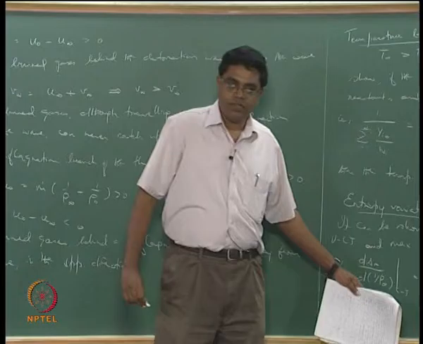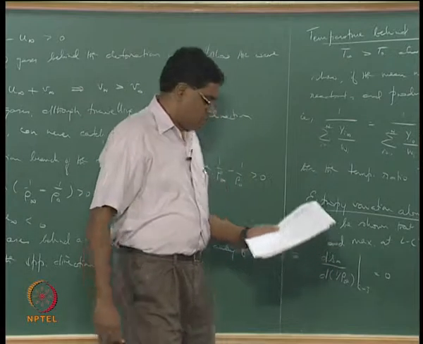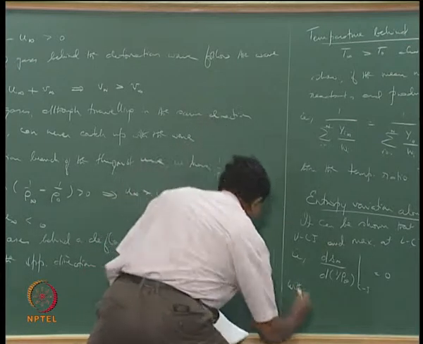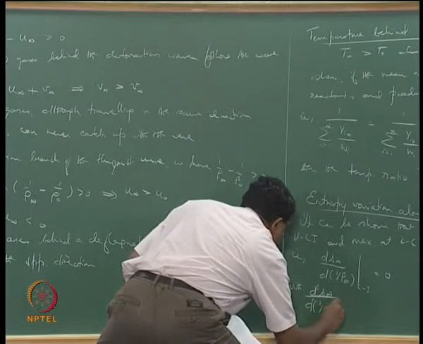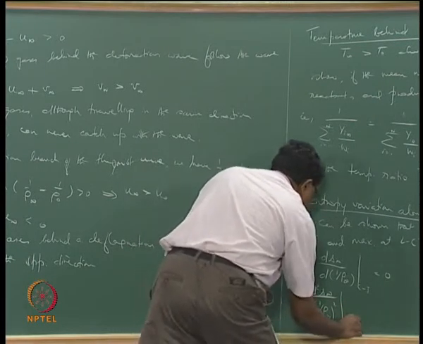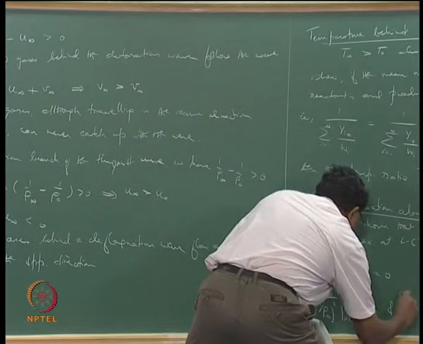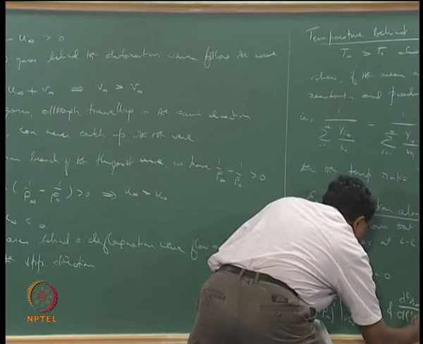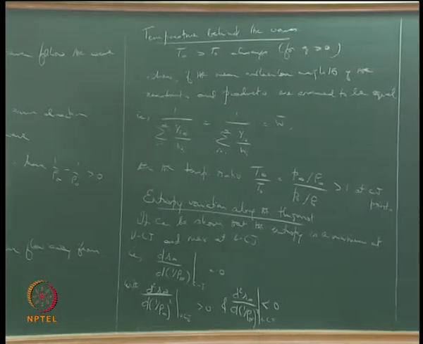This is relatively easier when compared to the next step, which is you have to now show whether it is maximum or minimum, right. So what you will be able to show is d squared s infinity divided by d 1 over rho infinity squared at UCJ is greater than 0, and d squared s infinity divided by d 1 over rho infinity squared at LCJ is less than 0, right.